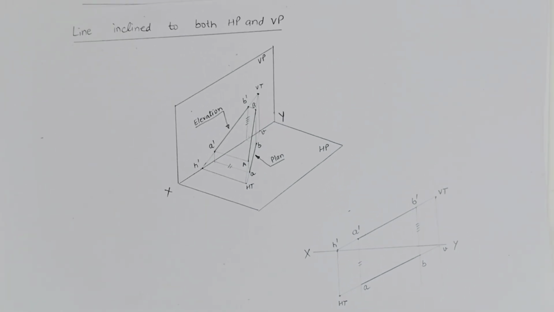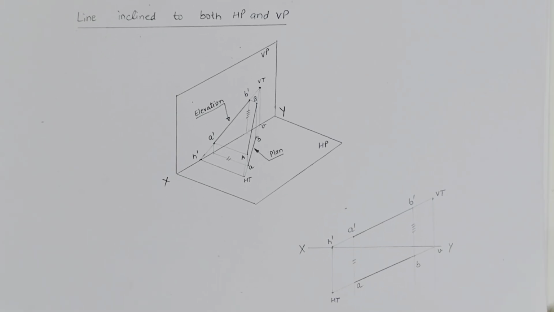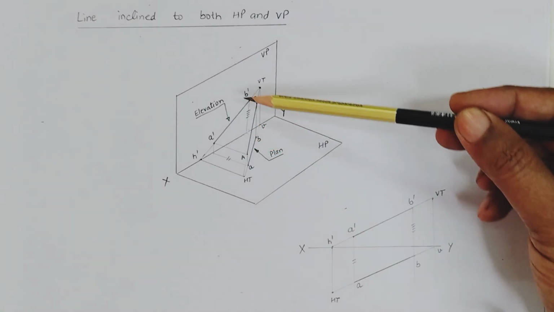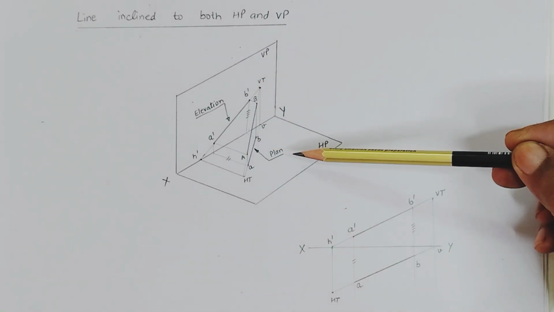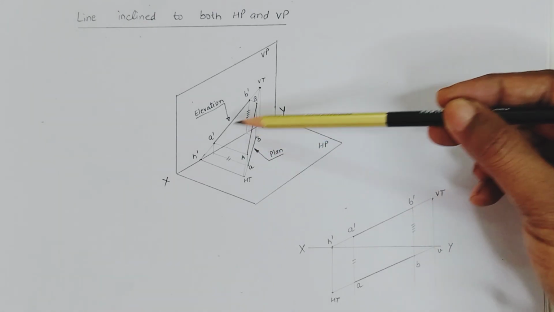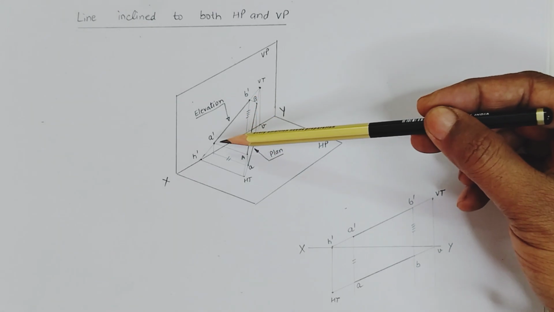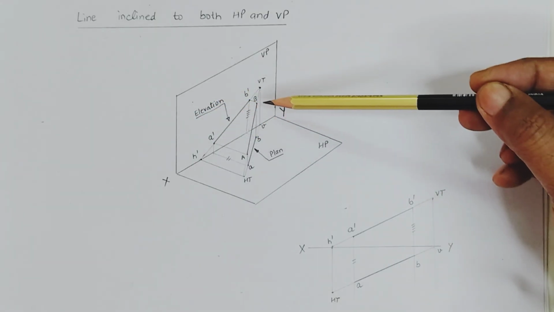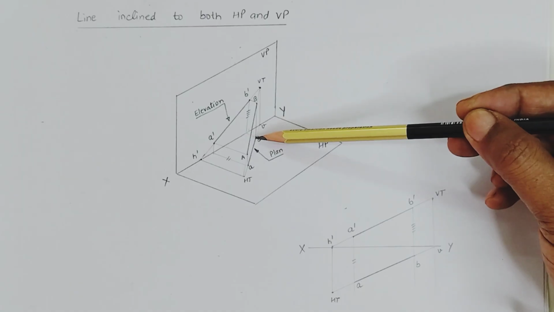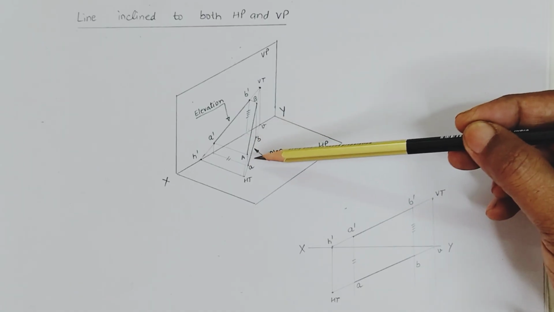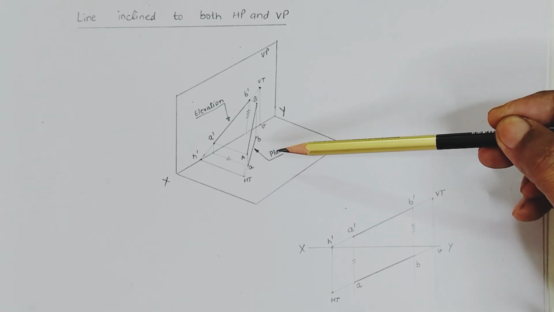Next case is when the line is inclined to both the horizontal plane and the vertical plane. Here you can see the line AB, which is inclined to the vertical as well as the horizontal plane. Similarly, we have to draw its projections. In the front view, here is A dash and for point B here is B dash. We join these two, so A dash B dash is the elevation of the line. From the top side, here is the projection of point B and here is the projection of point A. Joining these two, we get the plan of the line.